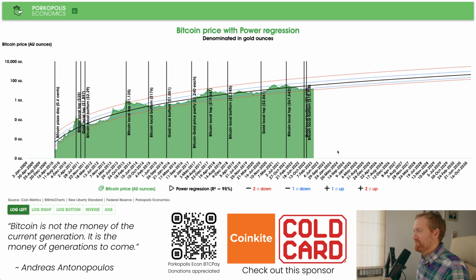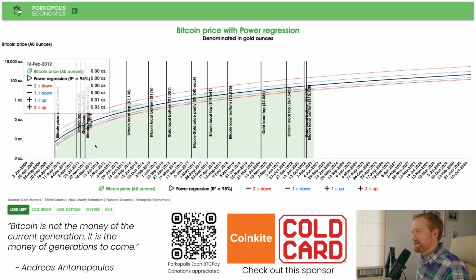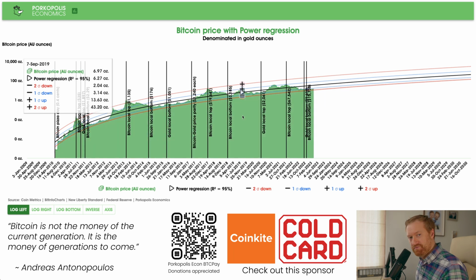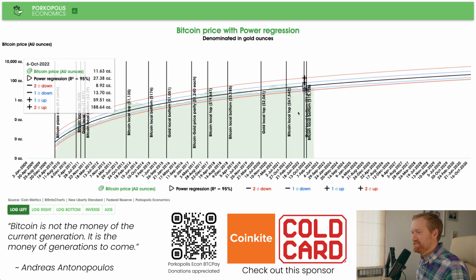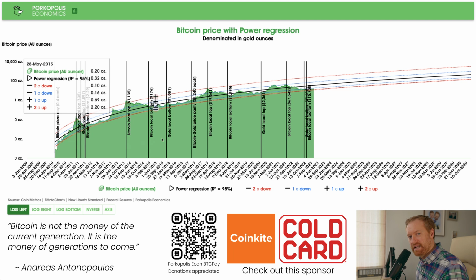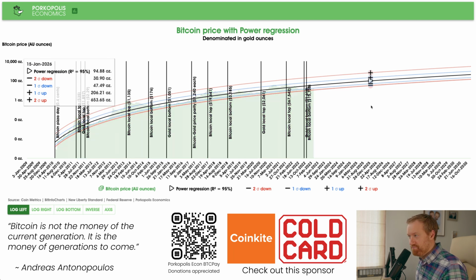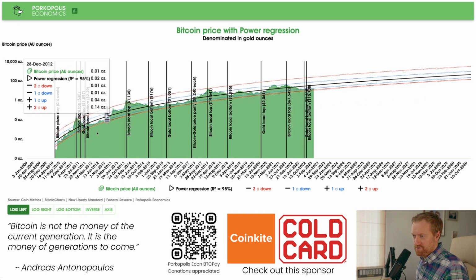Okay, so here we go. This chart is going to be Bitcoin in terms of gold. More precisely, how many gold ounces can you get at any point in time with one Bitcoin? Most of you who have been paying attention to Bitcoin for a few years now should certainly know that this chart looks kind of familiar.